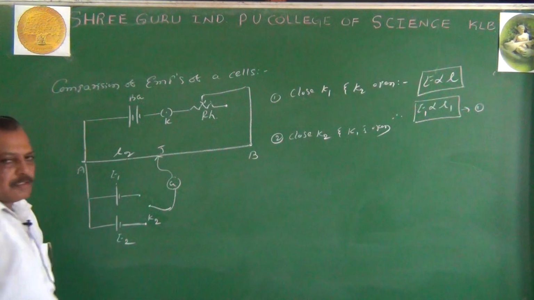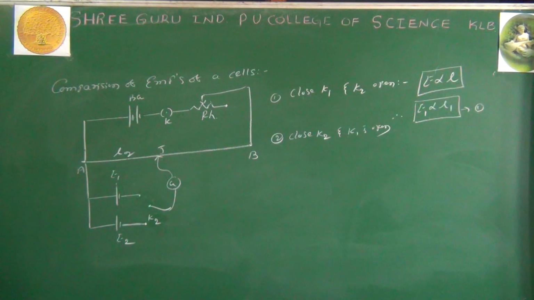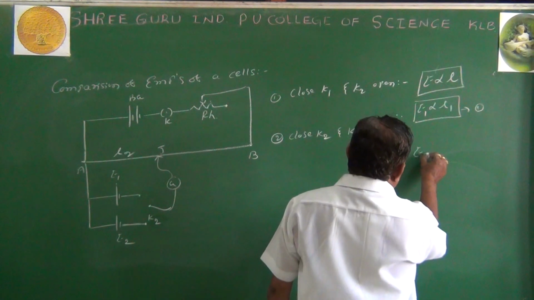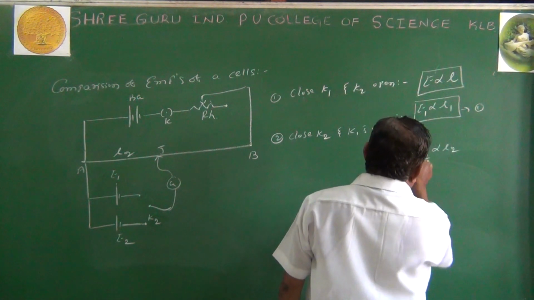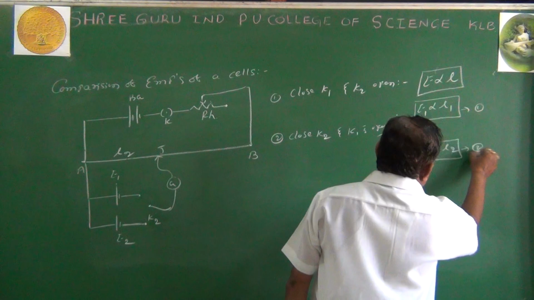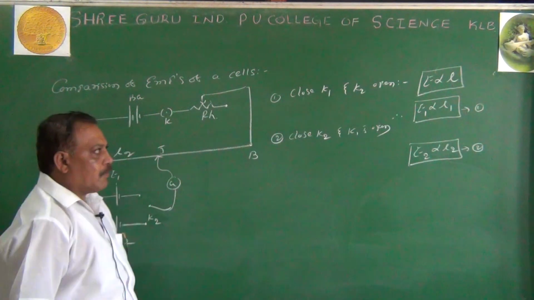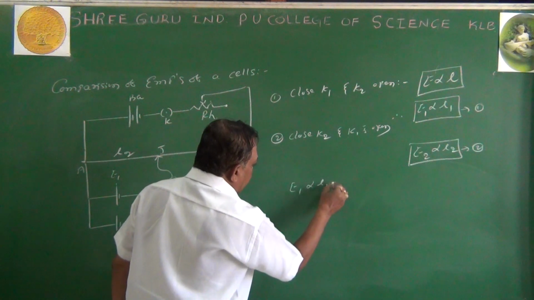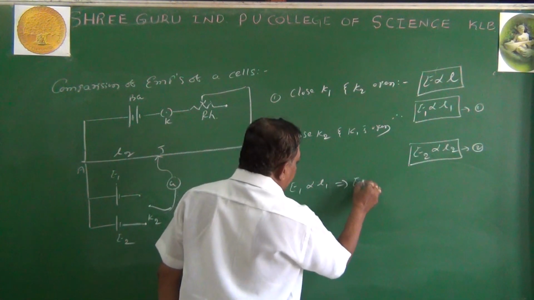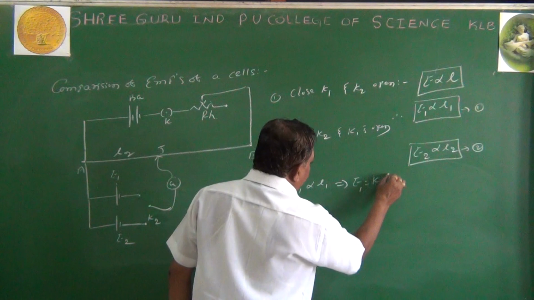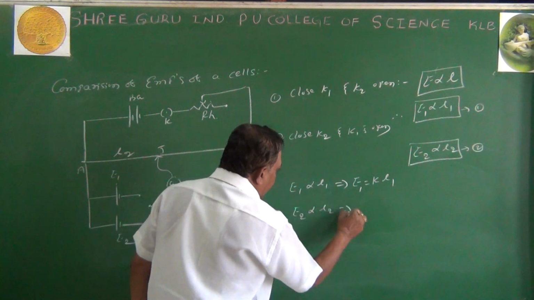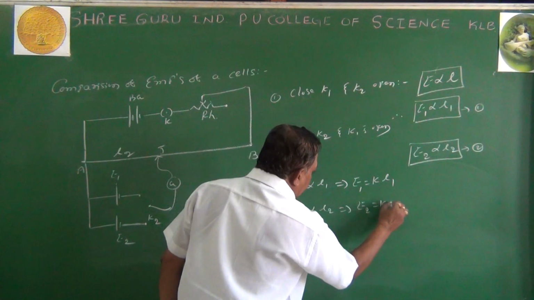Are you getting the point? The same procedure, the simplest one. Then I can go for the equation. E2 is directly proportional to L2. Shall I write equation number 2? Then I want to have the comparison. E1 is directly proportional to L1. Shall I write? E1 is equal to constant K times L1. E2 is directly proportional to L2, so E2 is equal to constant K times L2.